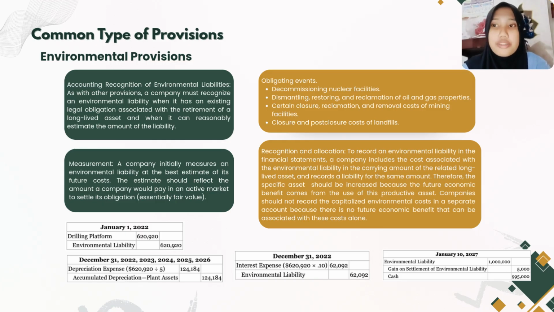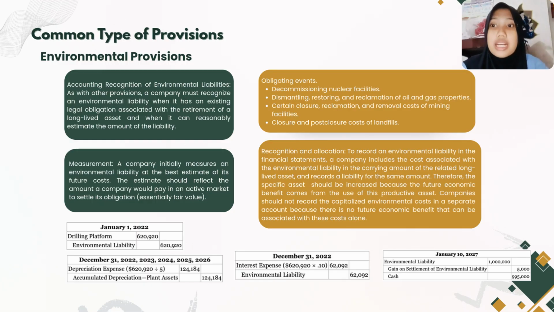So to record an environmental liability in the financial statement, a company includes the cost associated with the environmental liability in the carrying amount of the related long-lived asset and records a liability for the same amount. It records environmental costs as a part of the related asset because these costs are tied to operating the asset and are necessary to prepare the asset for its intended use.